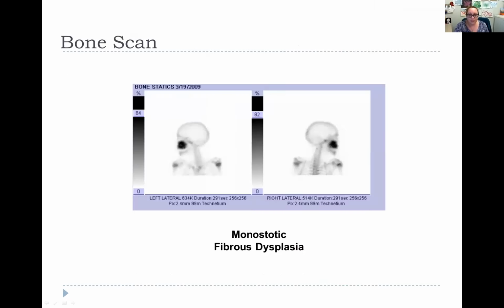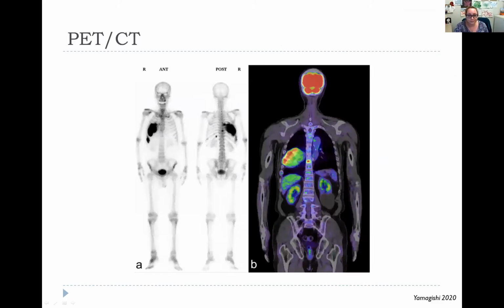And here's an example of monostotic disease on a technetium 99 bone scan, which is basically showing an increased metabolic uptake. These scans are really great, but the important thing is just making sure that you're at a center where the radiologists are familiar with reading these, because they can be a little bit tricky to look at. And then I put this image here.